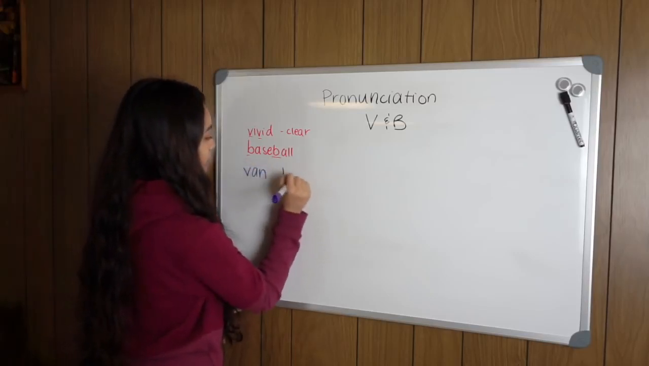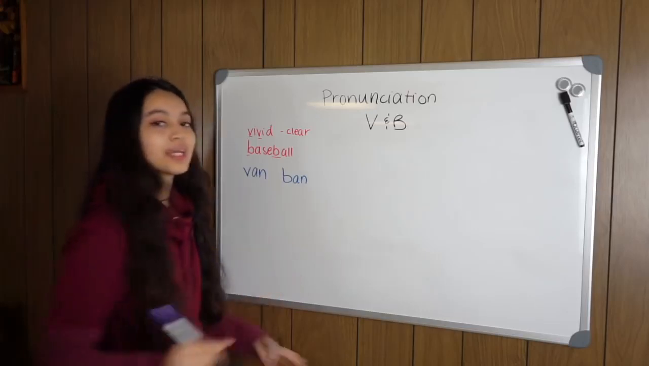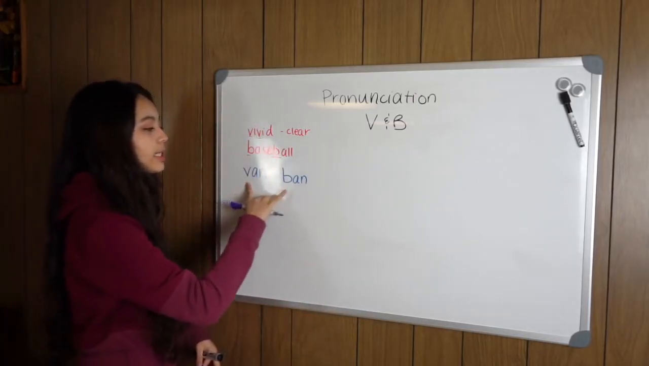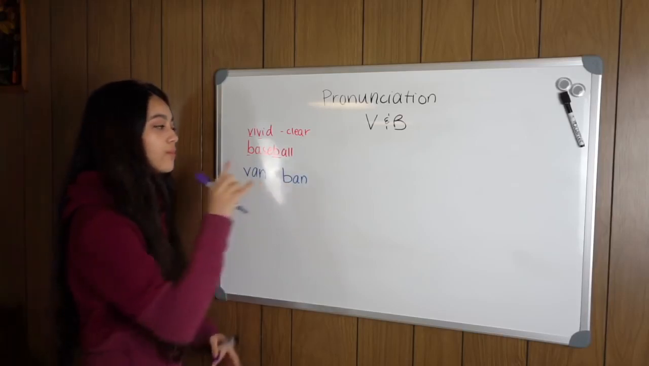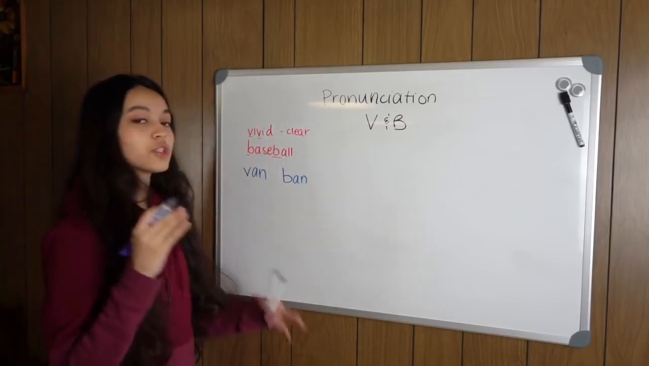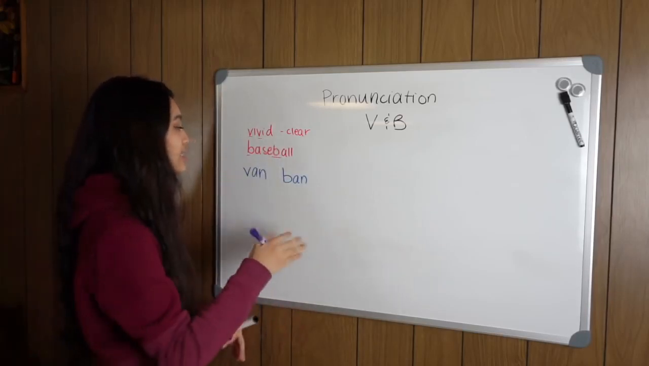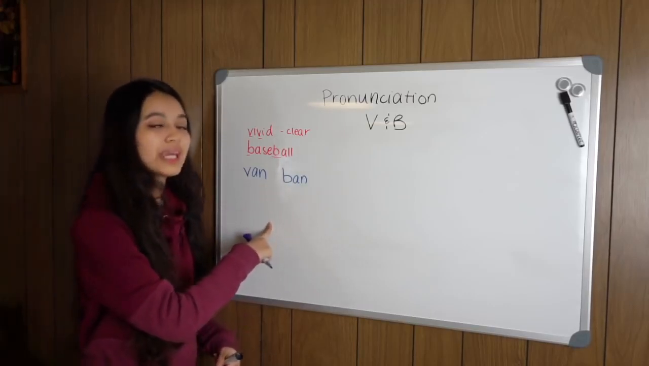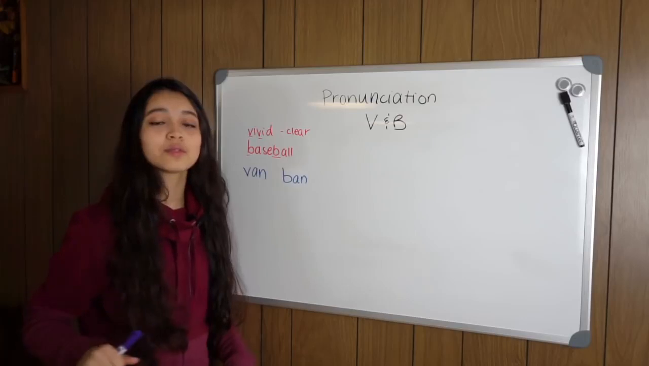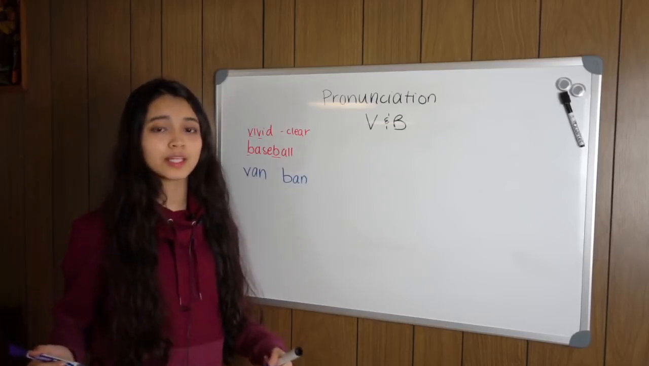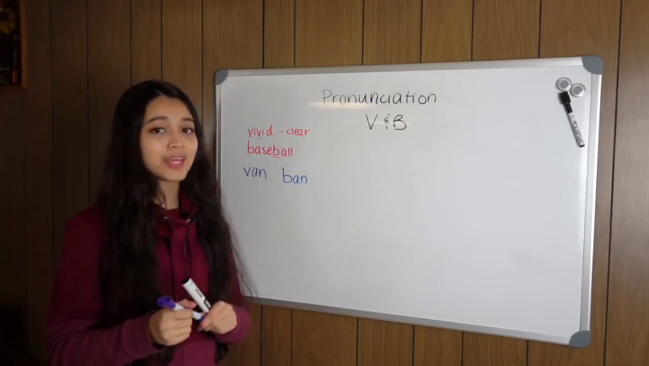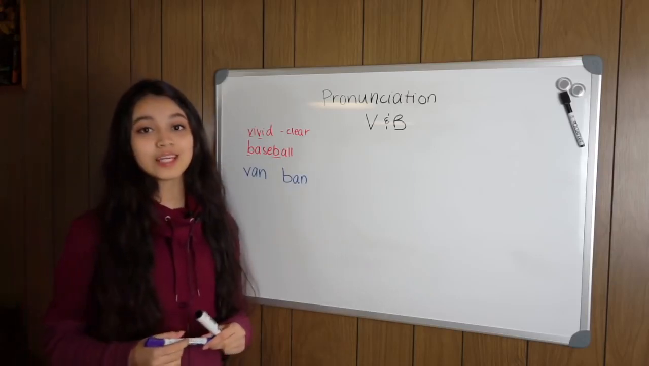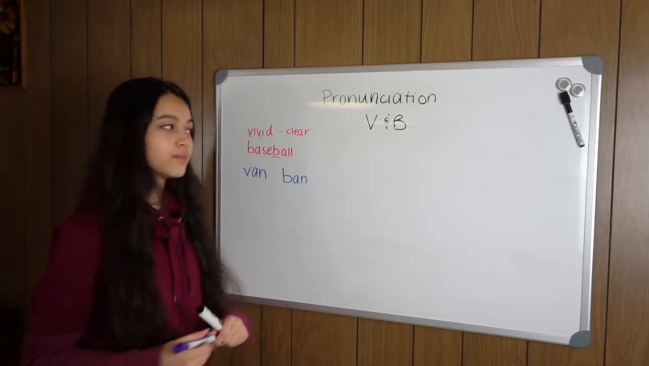and ban. Now, as you can see, the only difference between these two words is the beginning letters, V and B. So if you were to say in a sentence, van, I drove my van to the picnic yesterday. Instead, if you say, I drove my ban to the picnic yesterday, doesn't really make that much sense. So you want to make sure you know your V's and your B's.